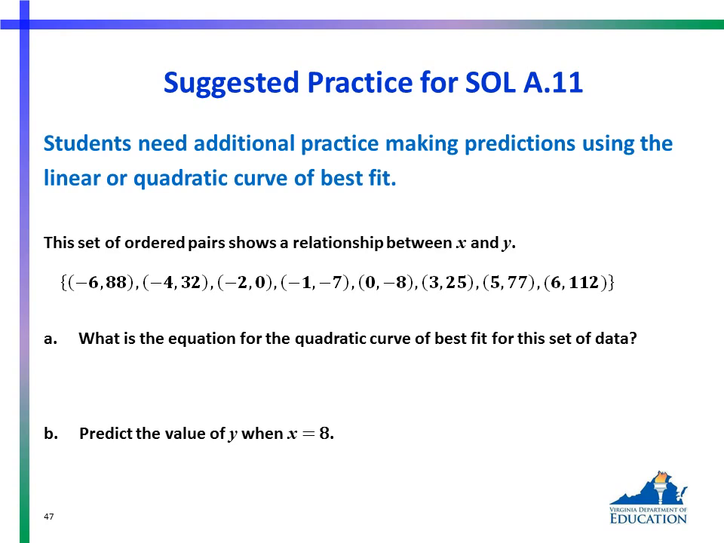Students performed better when they had to predict from a graph or find the equation of a line of best fit when the data points were presented on a graph. When data was presented in set form or in a table, students had more difficulty finding the curve of best fit and making a prediction. The answers to the questions are shown on the screen.